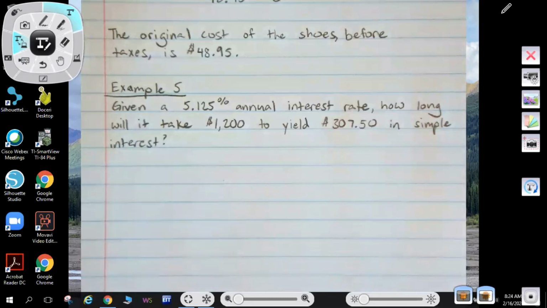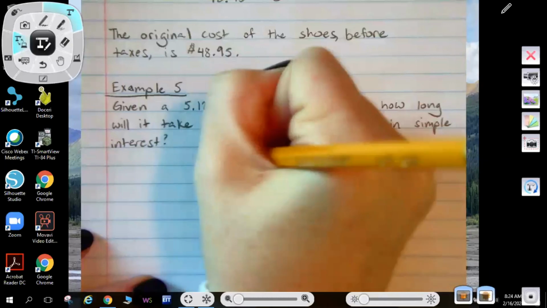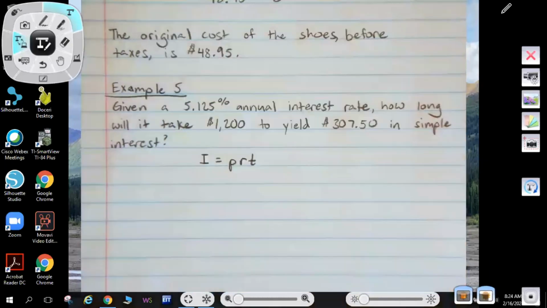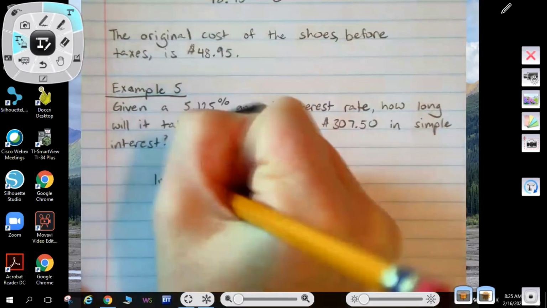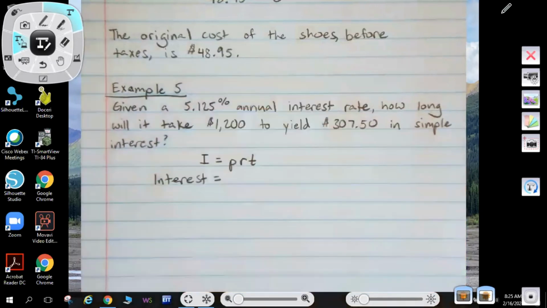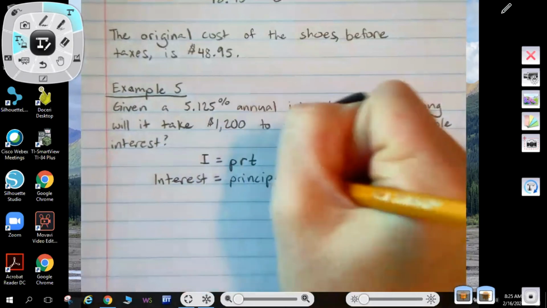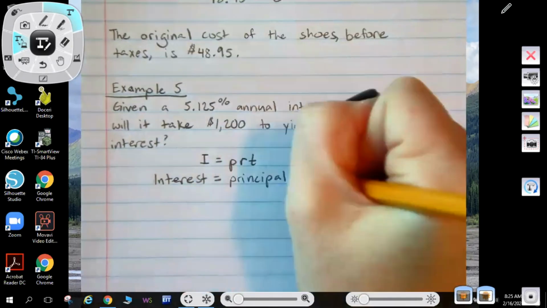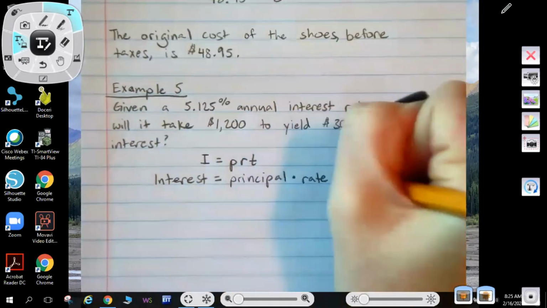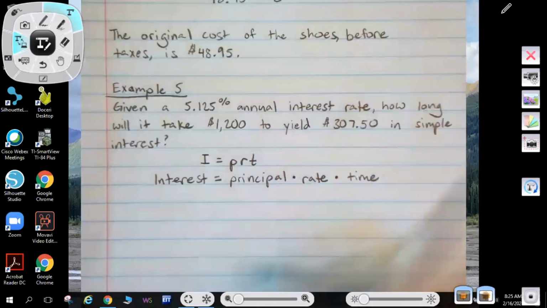Okay, before we start on this problem, let's talk about the formula for simple interest. Hopefully you've seen it before. I equals PRT. That's a formula for simple interest. Here's what it stands for. So the amount of interest is equal to the principal, which is just the amount of money that you start with, times the rate, times time.